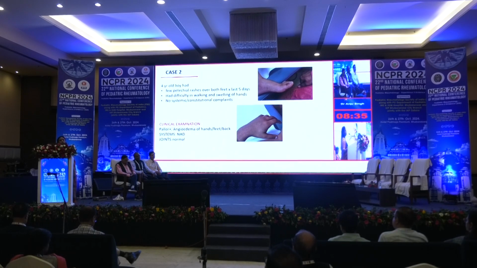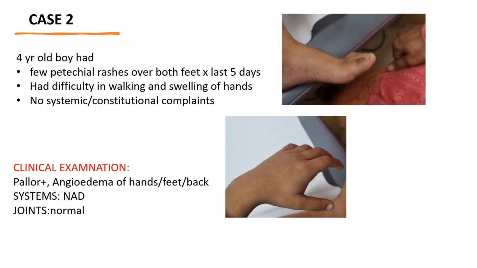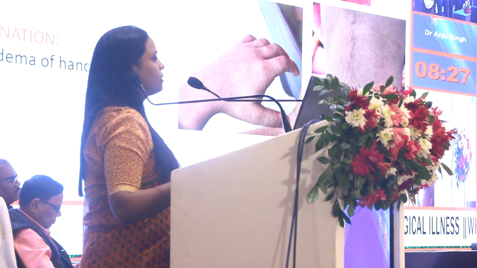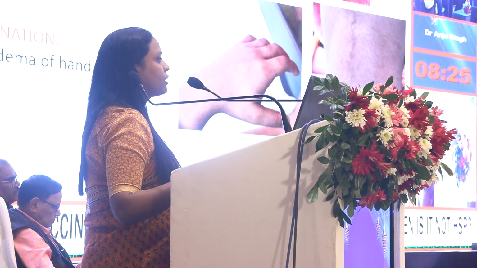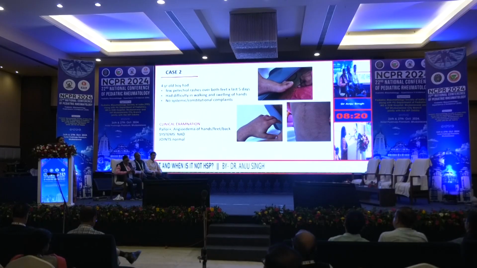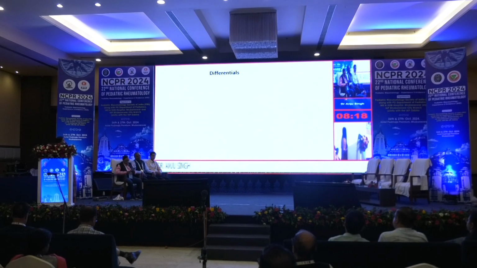Apart from that, on examination, we found swelling of the hand, and not only swelling of the hand, there was swelling of the back, a big swelling of the back. So it was a very atypical presentation that we saw in this child, a few petechial rashes with angioedema, big angioedema swelling over the back. And so in this case, we had a lot of differentials to keep in mind, and most commonly we considered hematological conditions like ITP or malignancy. Are we missing these sinister causes in this child?